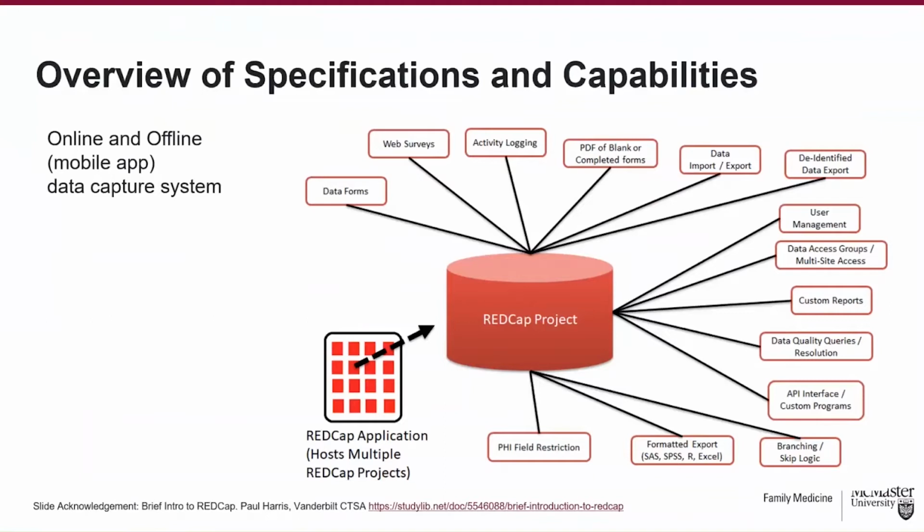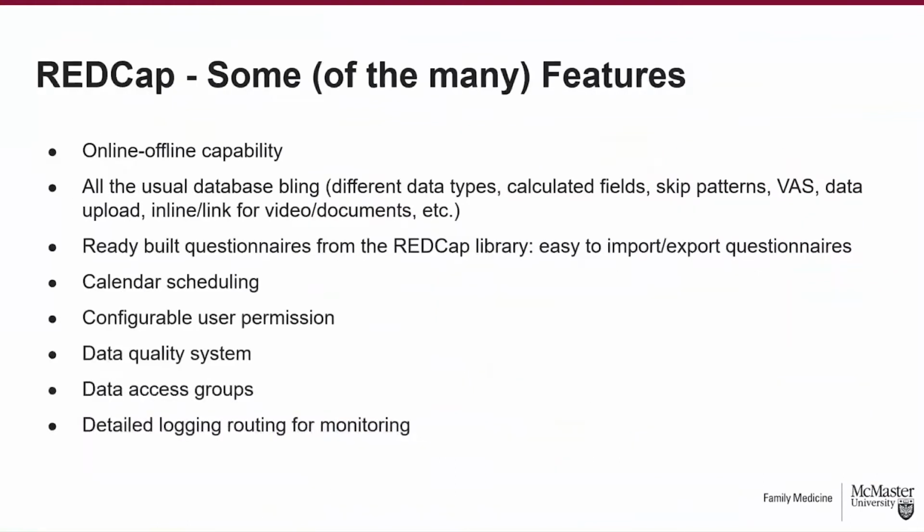Branching skip logic, so that's probably common. Everybody uses branching logic for databases. Format, export, and PHI field restriction is still similar to de-identified, so you can just set certain fields as personal health information and other people won't be able to see it based on their user rights.